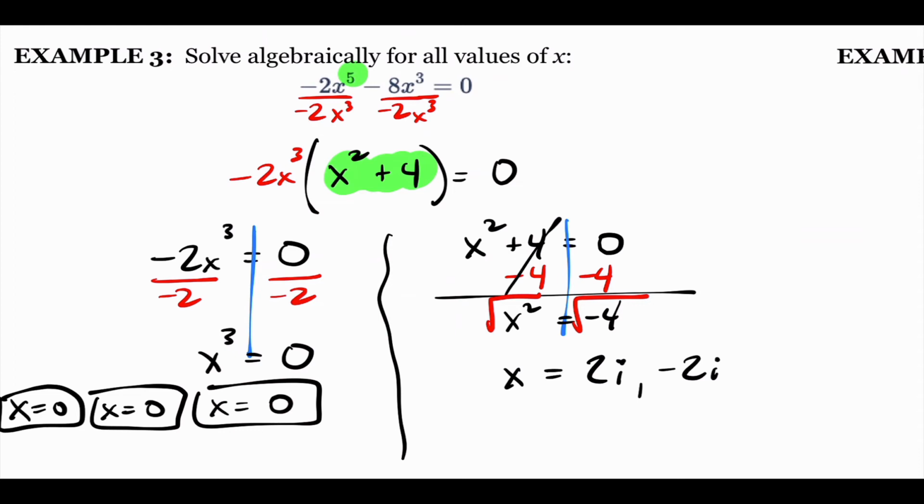One of them's 2i, the other one's negative 2i. Because in the quadratic formula, there was a plus minus before the square root. That's where it comes from. So anytime you're solving and you take the square root of something, it's got 2 answers. One of them's going to be plus, one of them's going to be minus. Okay, so those are my other 2 answers.